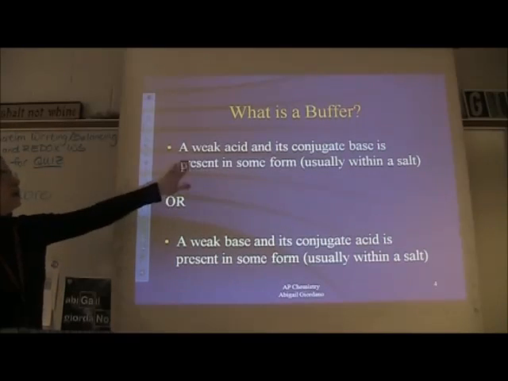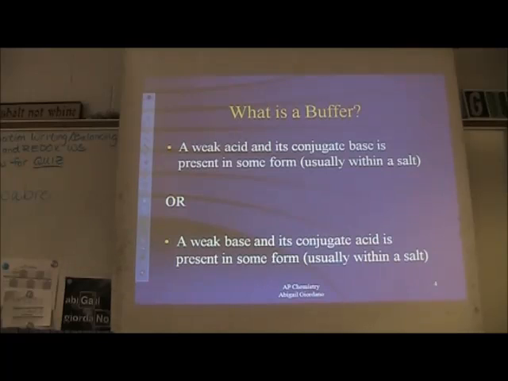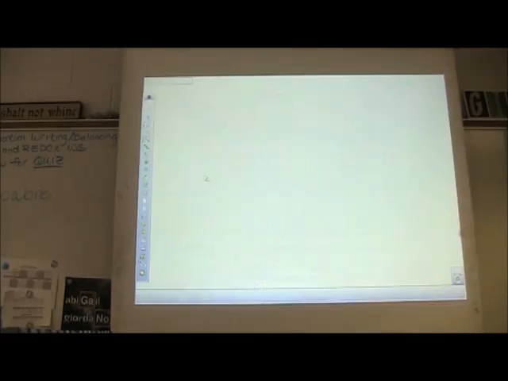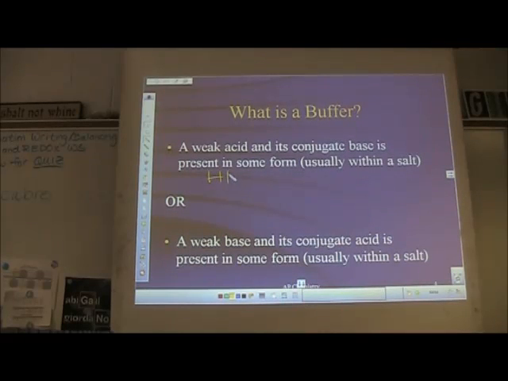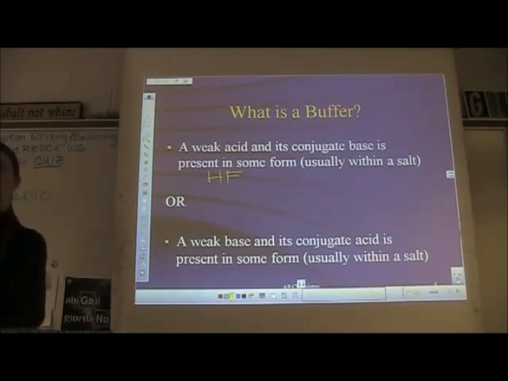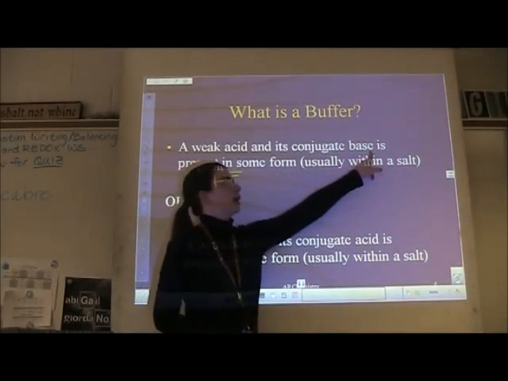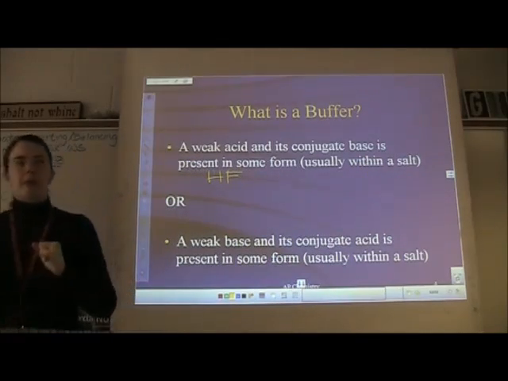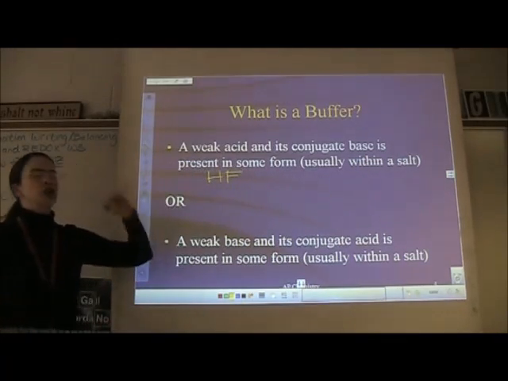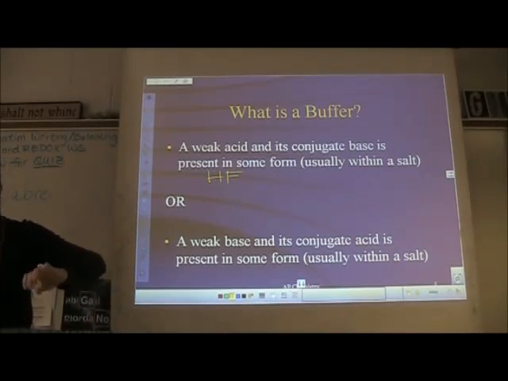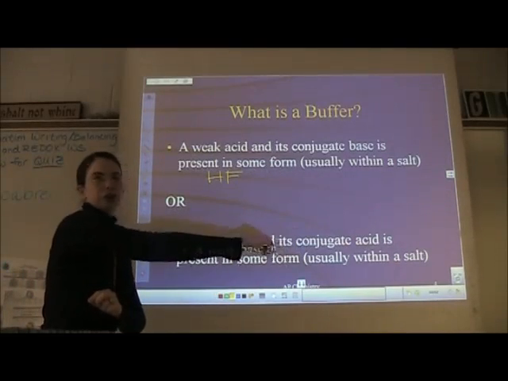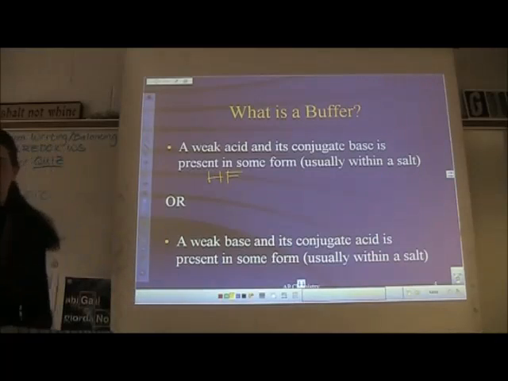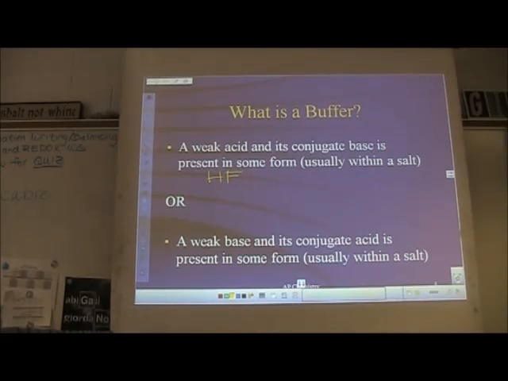The first type involves a weak acid. Let's go back to the example on the previous slide, like HF, and its conjugate base are present at the same time. Now let's just review this term right here. A conjugate base, remember, is what your acid turns into after it gives away its hydrogen. What is the conjugate base of that acid? F minus.